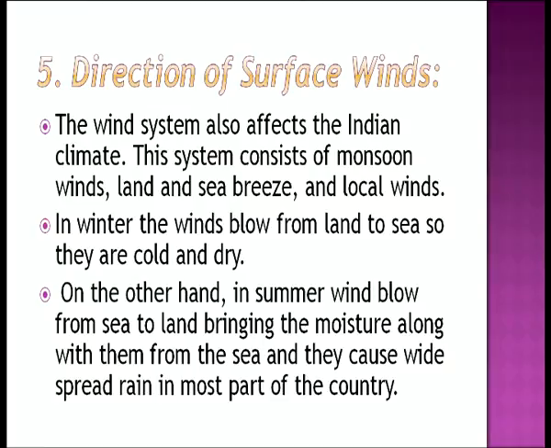Direction of surface wind, another factor influencing the climate. The wind system also affects the Indian climate system. This system consists of monsoon winds, land and sea breeze, and local winds. In winter, the winds blow from the land to the sea, so they are cold and dry. On the other hand, in summer, wind blow from sea to land, bringing the moisture along with them from the sea, and they cause widespread rain in most part of the country.